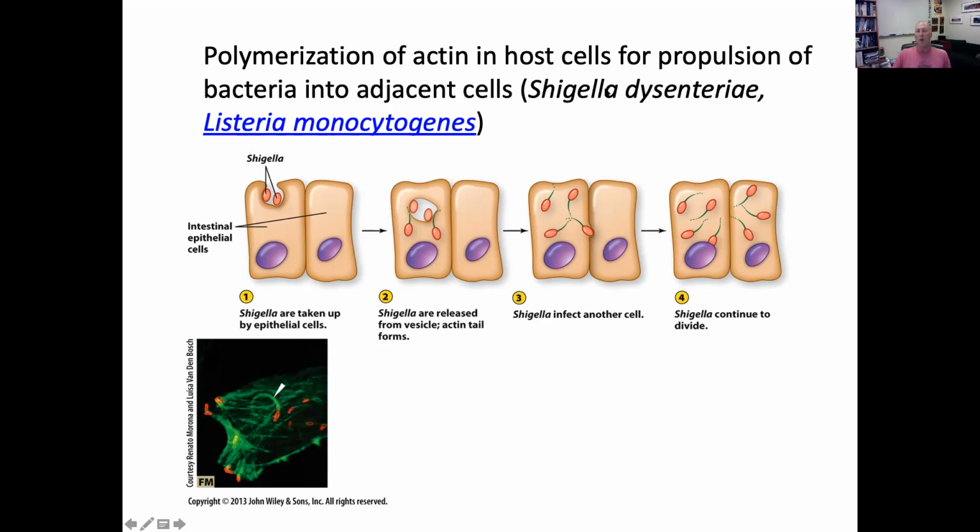But at any rate, the point is these two bacteria are very distantly related, but they independently evolved the same mechanism of moving inside cells, which is to hijack the actin microfilaments in the cytoskeleton of these cells. So let me click on this and show you this for just a sec.